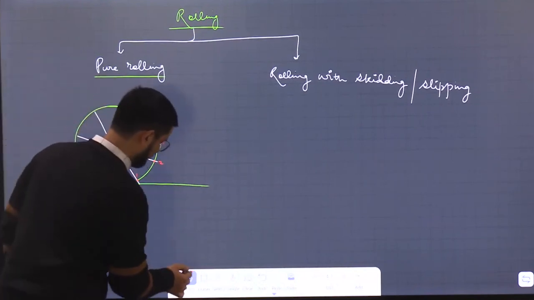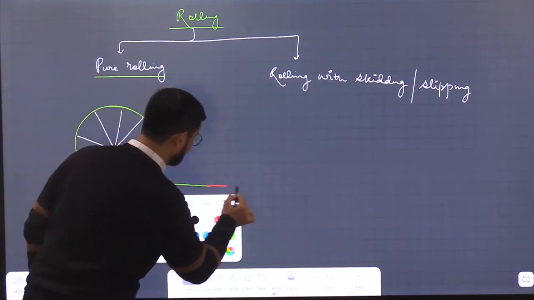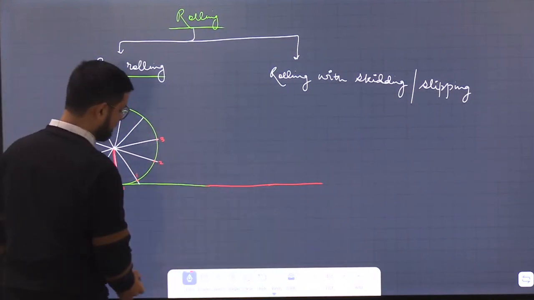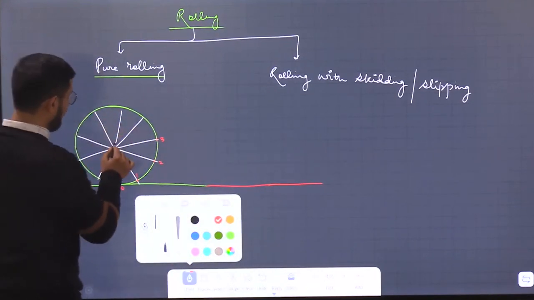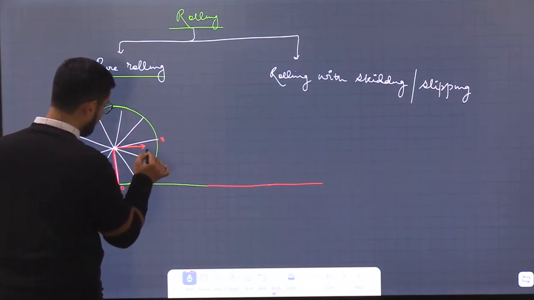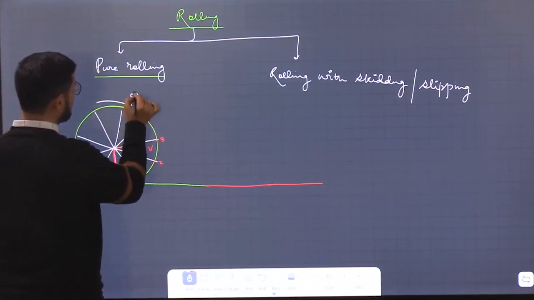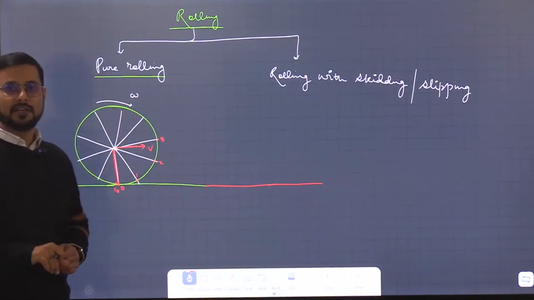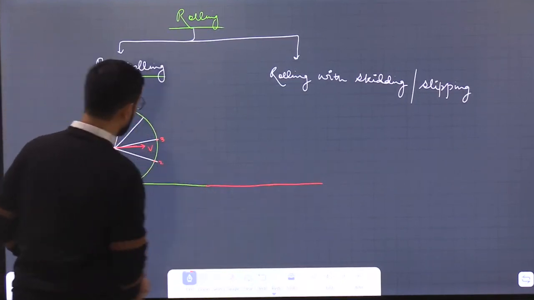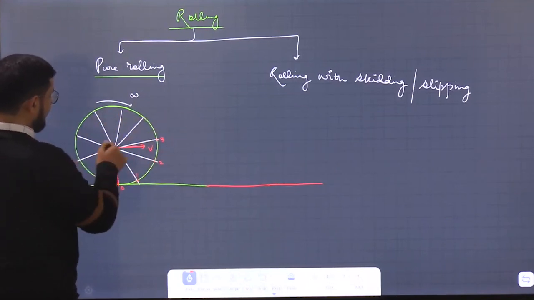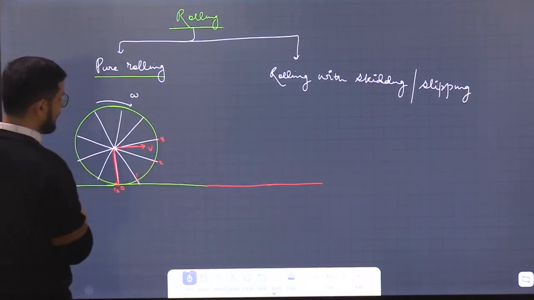So if this wheel is rotating, it is in rolling motion. This is the velocity of center of mass V, and this is the angular velocity omega, with which it is rolling on the horizontal ground. Now this wheel is rolling and translating, its axis is translating as well.